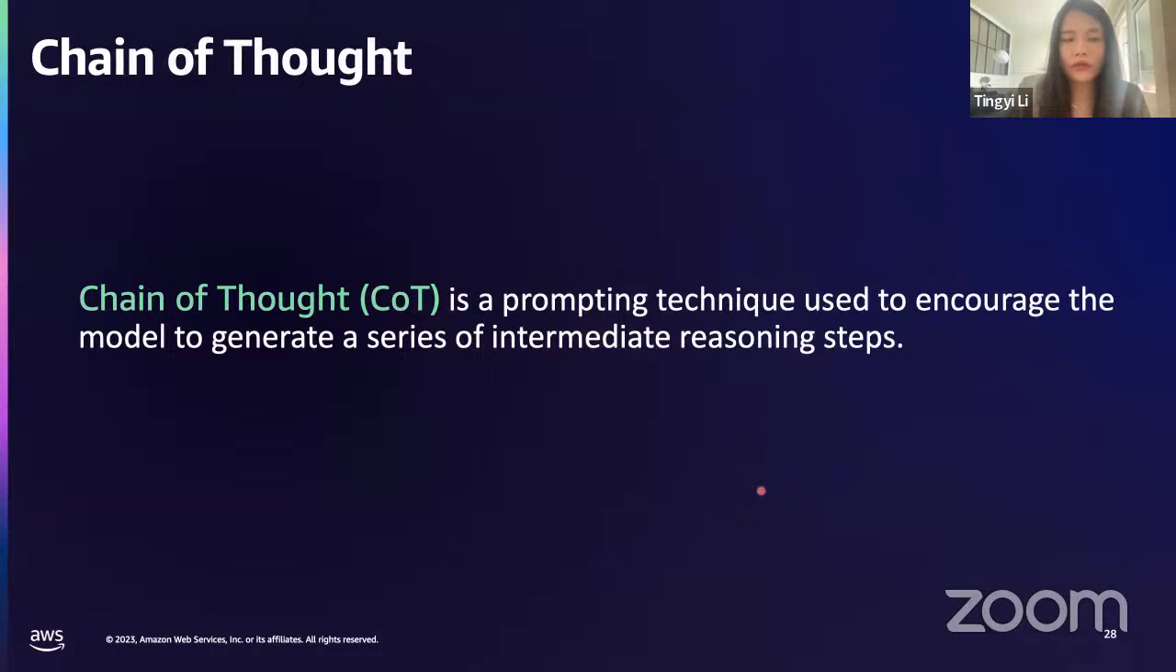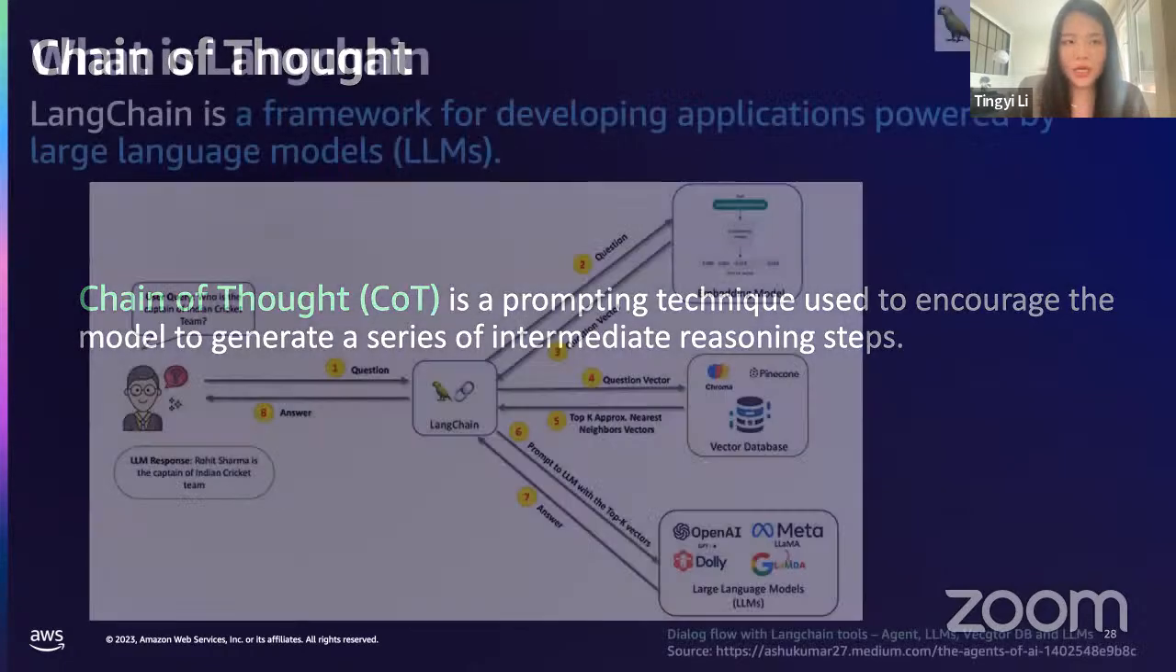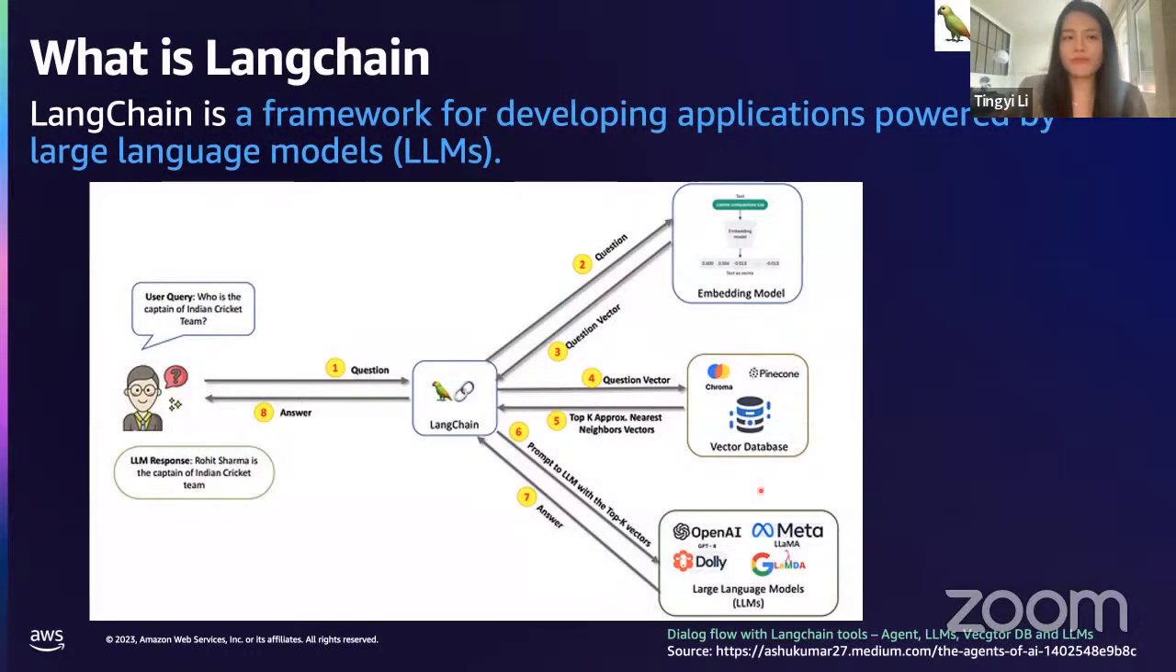And now if we jump to the orchestration tool, here we're only going to cover LangChain because it's by far the most popular. So there's the idea of chain of thoughts. It's a prompting technique used to encourage the model to generate a series of intermediate reasoning steps. LangChain, as the name suggests, is based on chains. It's a framework for orchestrating and developing applications powered by large language models.